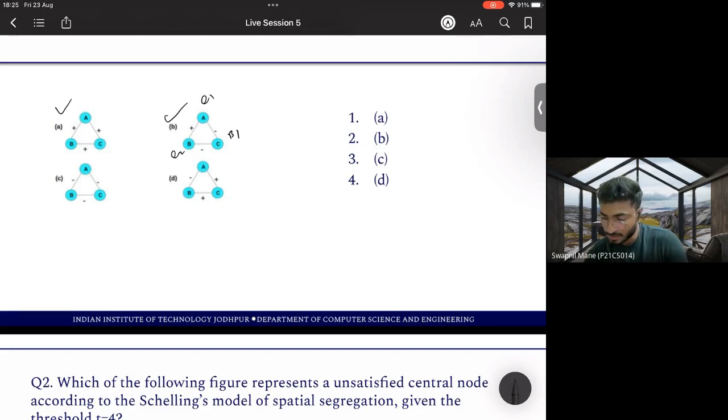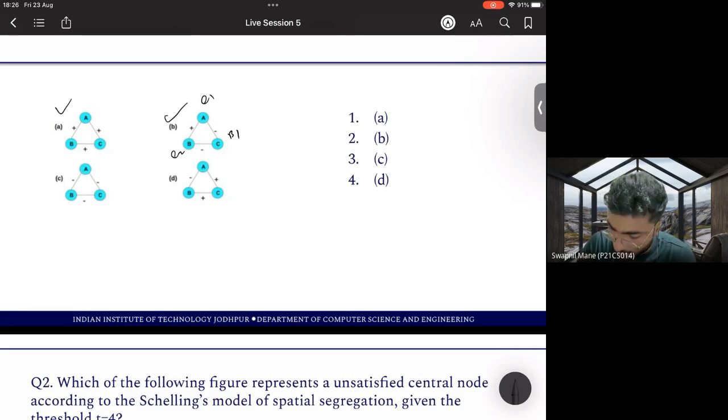The relationship between them is a negative relationship, an enemy between them. So this is not possible, as actually discussed in the lecture. It means that if there are two negative edges, there must be a positive relation between the users.